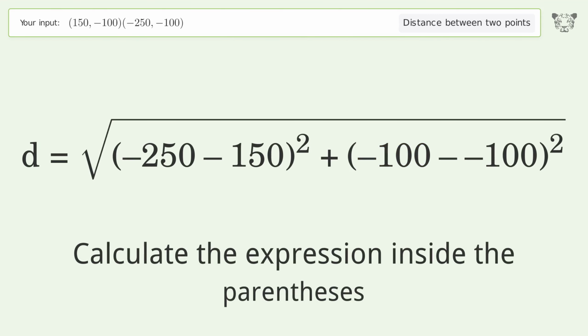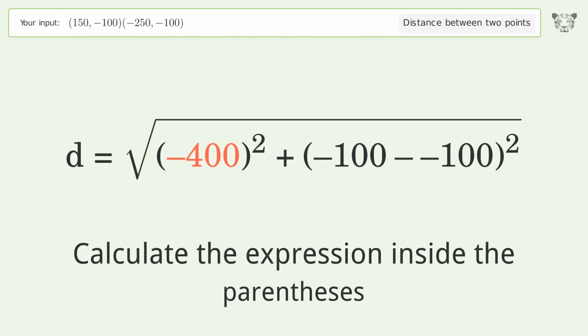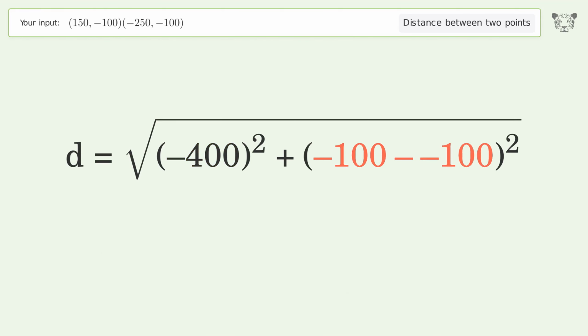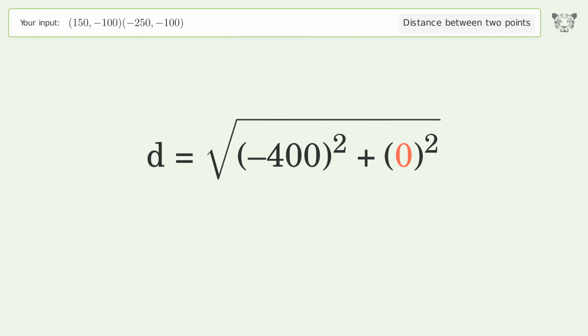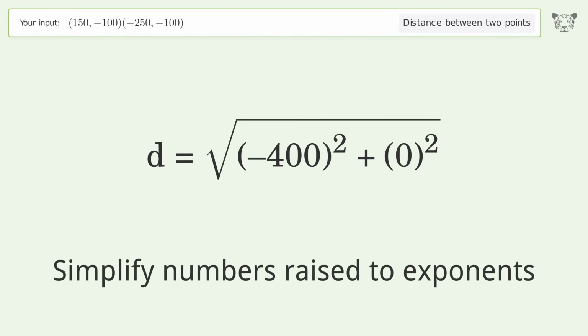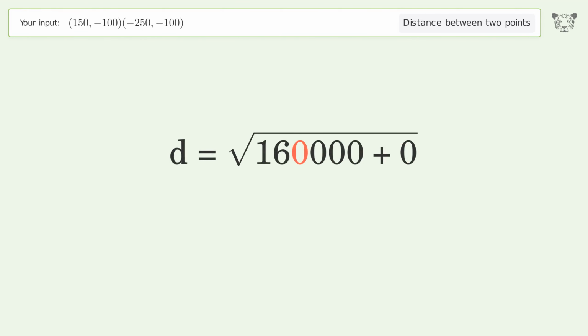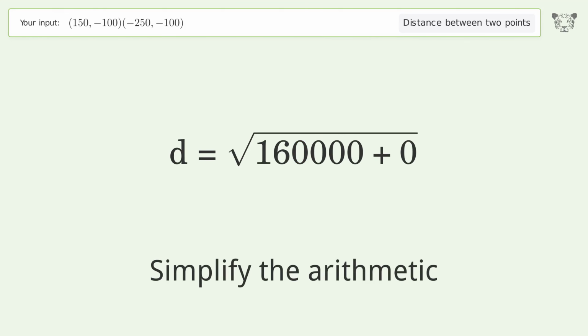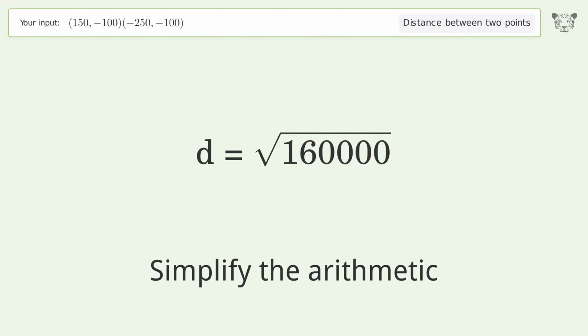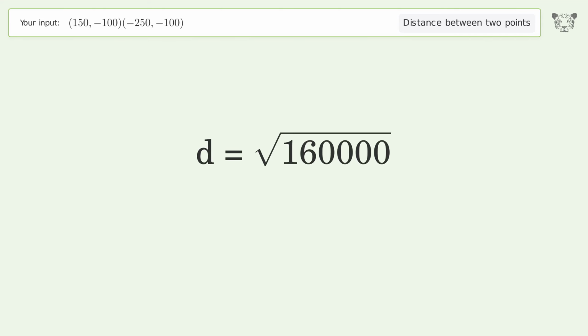Calculate the expression inside the parentheses. Simplify numbers raised to exponents. Simplify the arithmetic. And so the distance between the 2 points is the square root of 160,000, or 400.